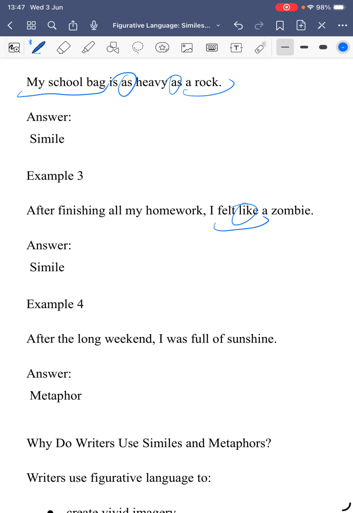Next, after finishing all my homework, I felt like a zombie. So we have the comparing word like, and the fact that I finished all my homework. I think most of us, when we finish our homework, feel very tired, right? Just like zombies, like a person without the soul and tired. It is trying to say that after finishing all my homework, I am very, very exhausted. And it is a simile.